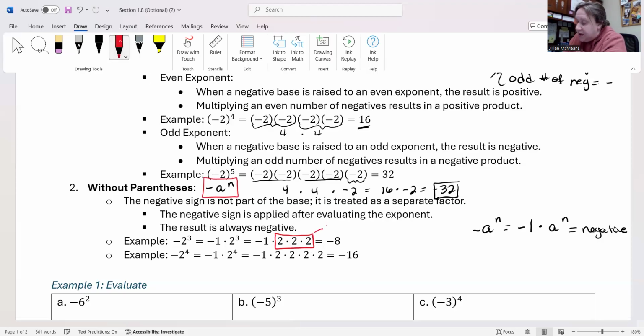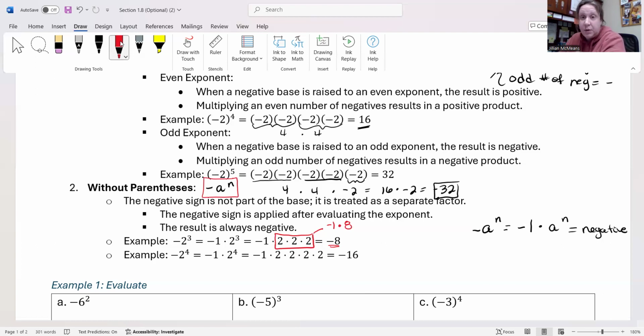So this is really -1 times +8. Well, -1 times +8, a positive and a negative, that's where I get my -8 as my final product. So again, without parentheses, it's going to be negative no matter what. And you'll see an example here where we have an even exponent and we're still going to get a negative product. So the next example, we have -2 to the 4th power.